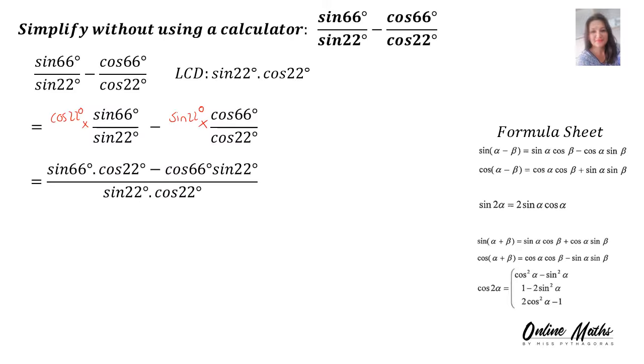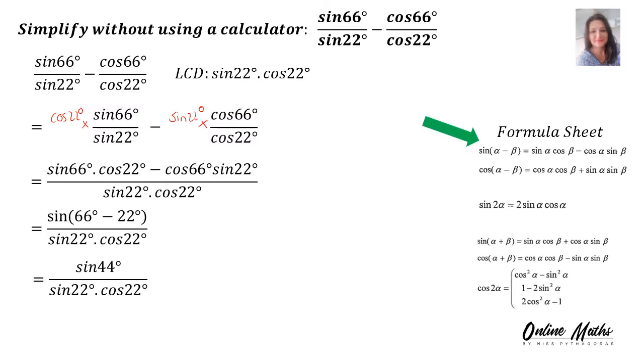So then you end with sin 66 cos 22 minus cos 66 sin 22. And can you hear the pattern there? Sin, cos, cos, sin. And that is the compound angle for sin alpha minus beta. So on the numerator you can write that one as sin of 66 minus 22, then over sin 22 cos 22. 66 minus 22 is the same as sin 44.